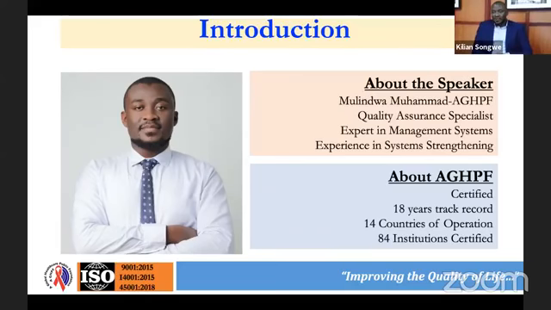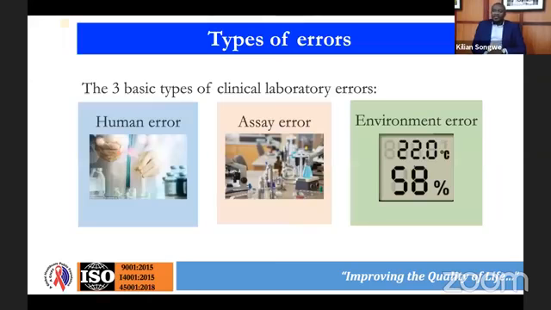Just picking up from where Prof left off, Prof has talked about what are some of the errors that we encounter, the processes where we encounter these errors. So for me, it's going to be very simple. I'm just going to talk about where are these errors coming from, what are the sources, and how can we reduce the errors. So there are basically 3 types of errors when you look at the big picture of errors in clinical laboratory medicine.